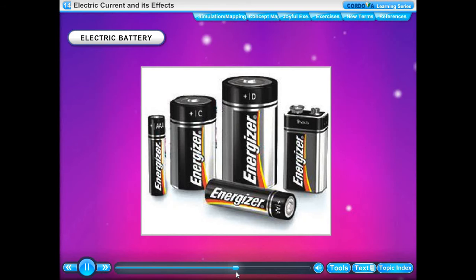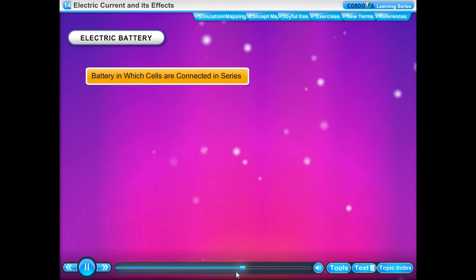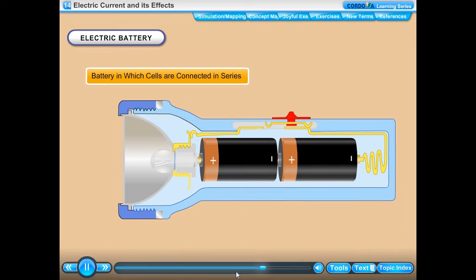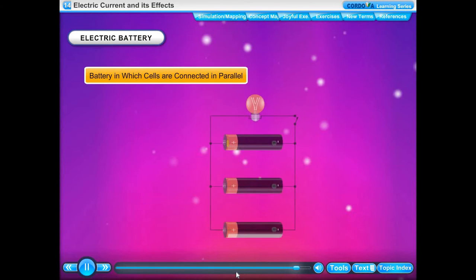is called a battery. Battery in which cells are connected in series. In this kind of battery, the cells are connected in such a way that the negative terminal of one cell is connected to the positive terminal of the next cell. Battery in which cells are connected in parallel.